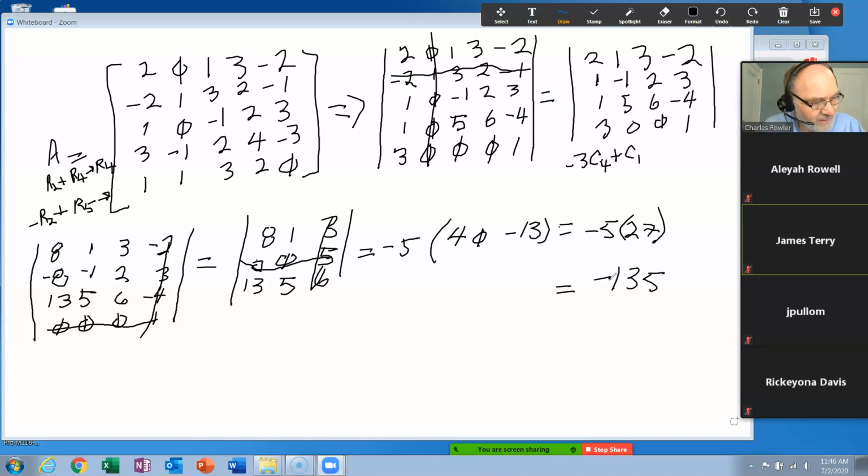And we got negative 135, doing it slightly differently from what they did, but not much. And guess what, team? That finishes 3.2.